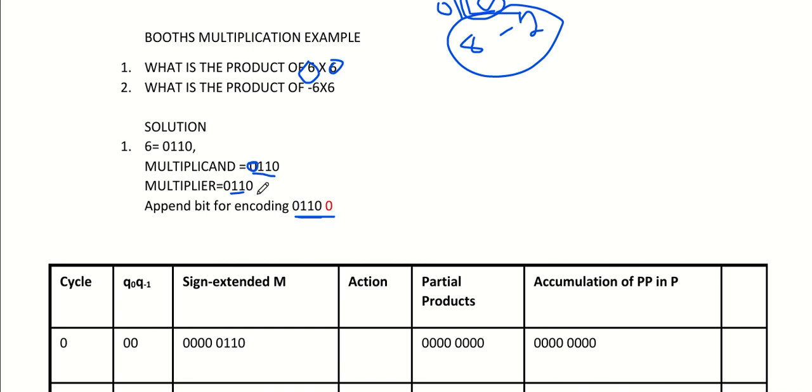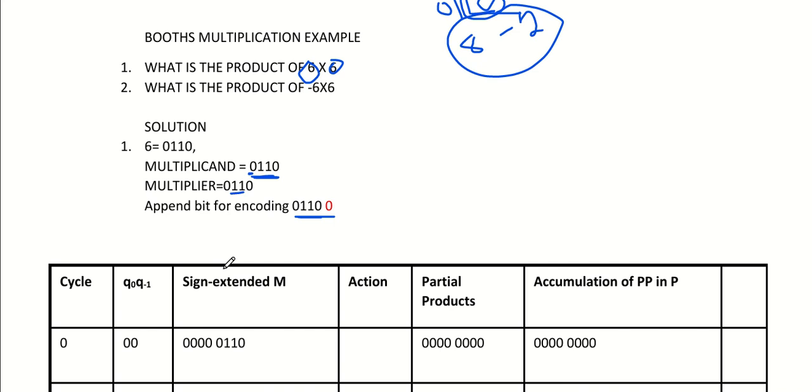So since we are expecting 2n bits, but our original thing is only 4 bits, we have to sign extend. Sign extend means look at the very first bit. It's a 0, but we need to make this into 8 bits. How can we make this into 8 bits without changing its value? It's simple. You put zeros in front of it.